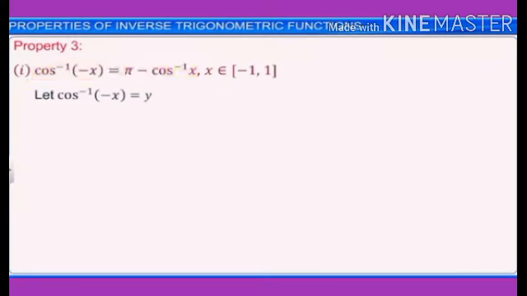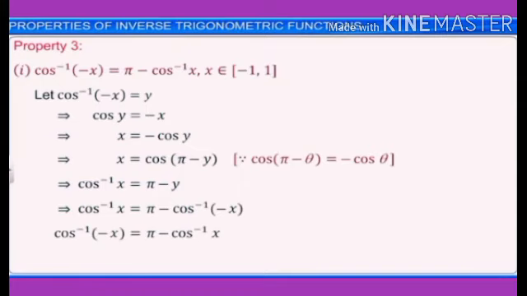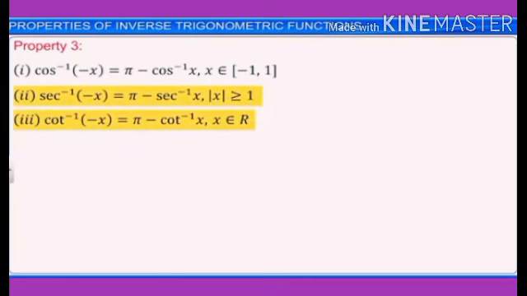Let us assume cos inverse of minus x is equal to y. This implies cos y is equal to minus x, or x is equal to minus cos y. Further, minus cos y can be written as cos of pi minus y, since cos of pi minus theta is equal to minus cos theta. This can be written as cos inverse x is equal to pi minus y. Substituting the value of y, we get cos inverse x is equal to pi minus cos inverse of minus x, or cos inverse of minus x is equal to pi minus cos inverse of x. In a similar manner, the remaining two properties can also be proved.